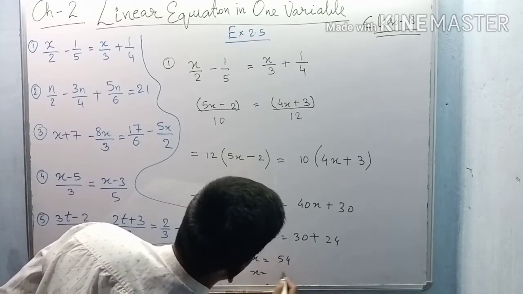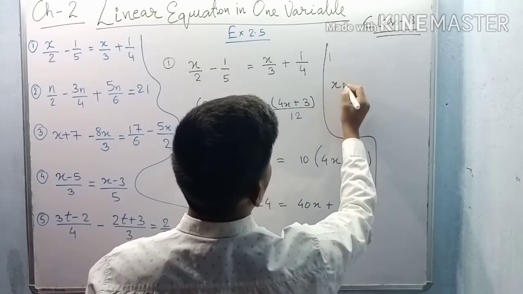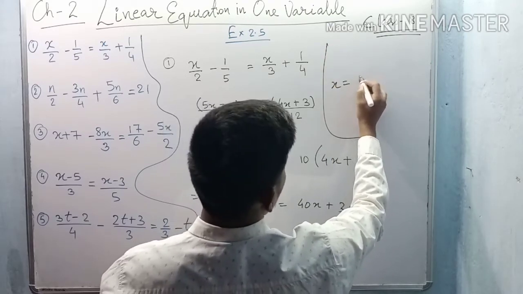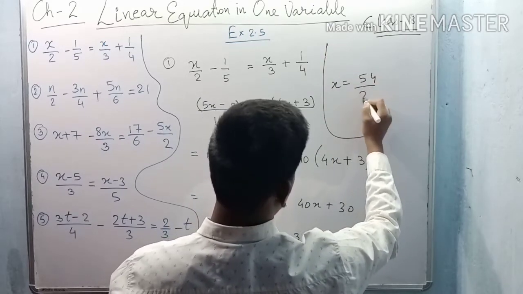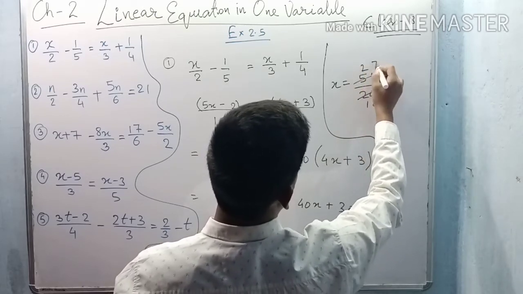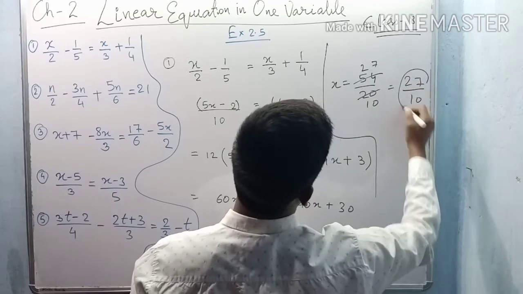That is x equals 54 by 20. So 2 tens are 20, 2 twos are 4 और 2 sevens are 14. That is equal to 27 by 10. Answer.